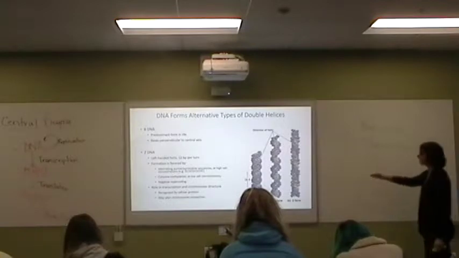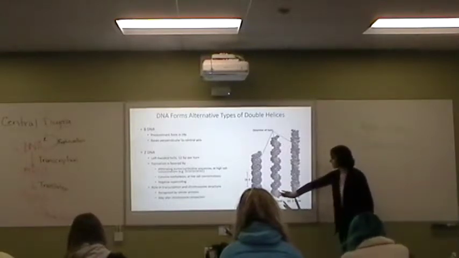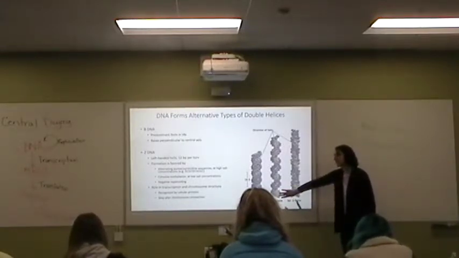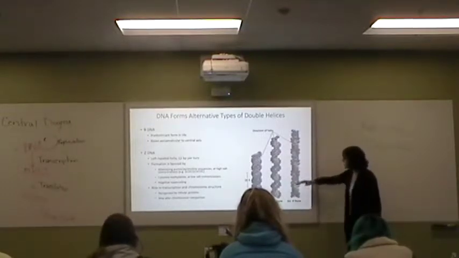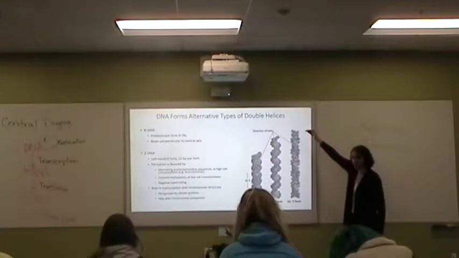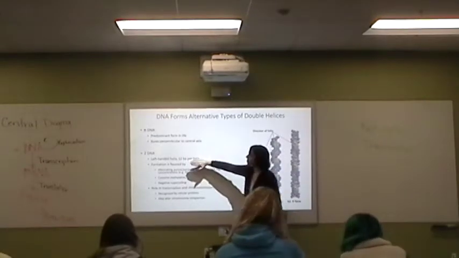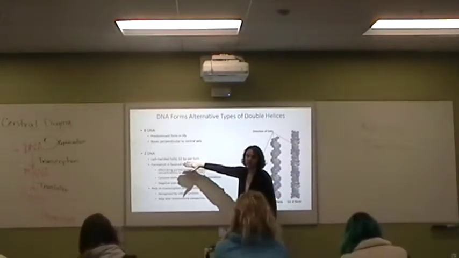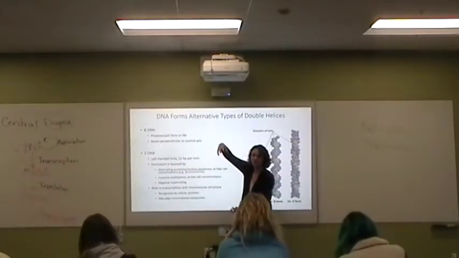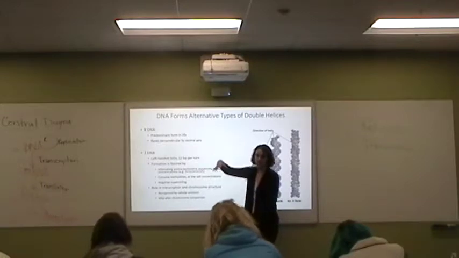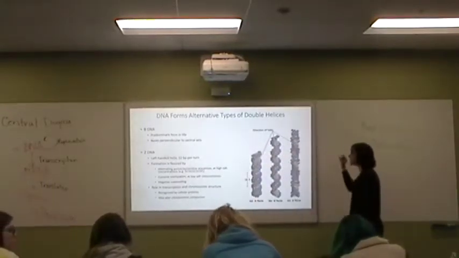So here we have molecules of the same nucleotide length, so they have the same number of nucleotides. If you notice though, the Z-form DNA is longer. That's because we have 12 base pairs per turn instead of 10. Okay, so it's spread out more. It changes the overall relationship between the nucleotides.